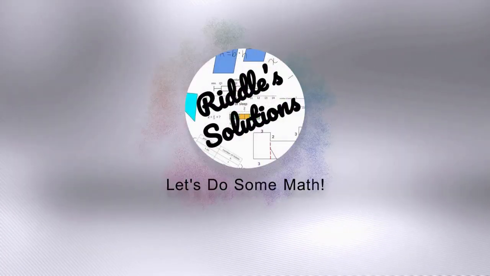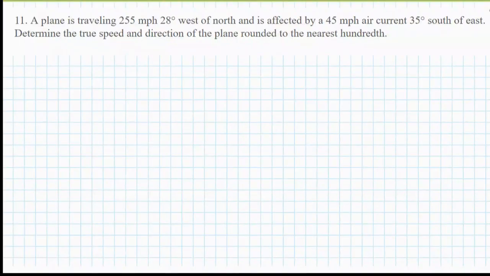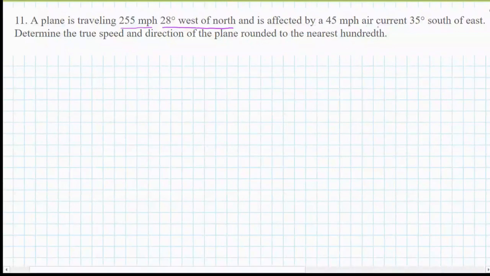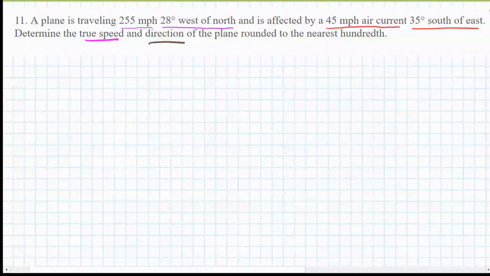Here I have a vector application problem dealing with a plane. The plane is traveling 255 miles per hour, 28 degrees west of north, and is affected by a 45 mile per hour air current, 35 degrees south of east. We're looking for the true speed and the direction of the plane.